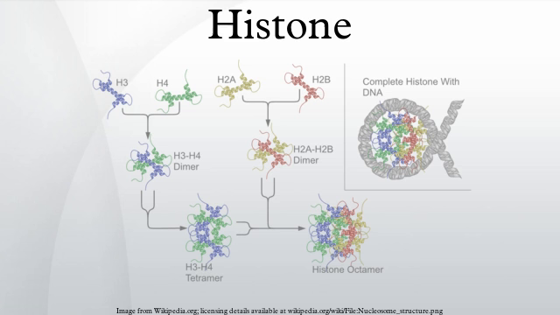Conservation across species: histones are found in the nuclei of eukaryotic cells, and in certain archaea, namely Thermoproteales and Euryarchaea, but not in bacteria.